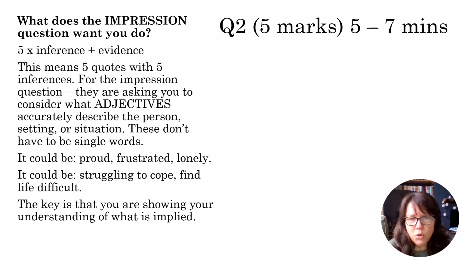Generally what you're doing is looking for adjectives to describe the question topic. If it's describing a person, they're proud or they're frustrated or they're lonely. You're interpreting from the information that we're given. It doesn't just have to be single words, so it could be things like they're struggling to cope or they're finding life difficult. The key is that you are showing your understanding of what is implied.